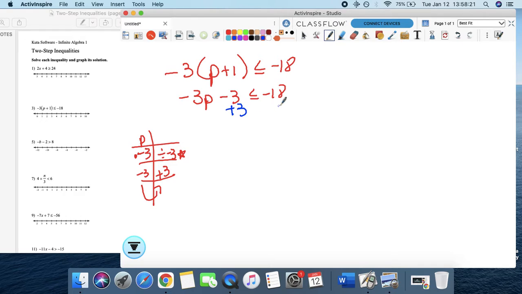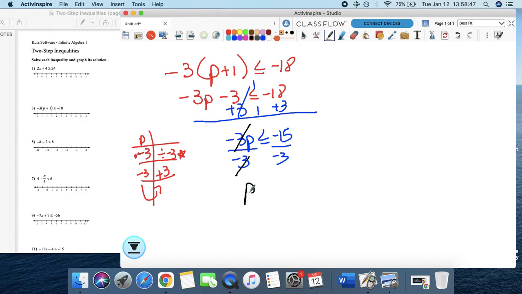So plus 3, plus 3, those go away. Negative 3p comes down, less or equal to negative 15. So now our second step is to divide both sides by negative 3. Divide this by negative 3, and divide this by negative 3. So hopefully you remember what we talked about in class. If we're dividing by a negative number, the inequality sign goes the other way. Negative 15 divided by negative 3 is positive 5. Okay, so when you divide by a negative number, make sure you switch the signs.